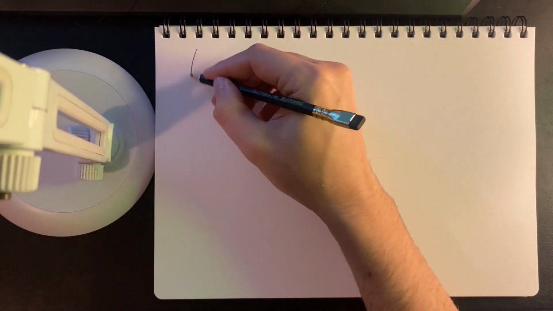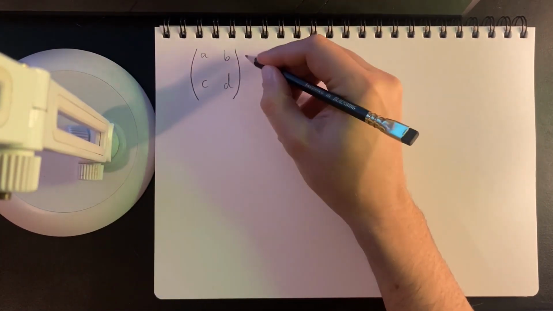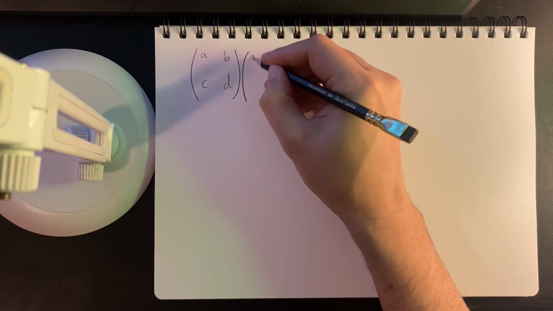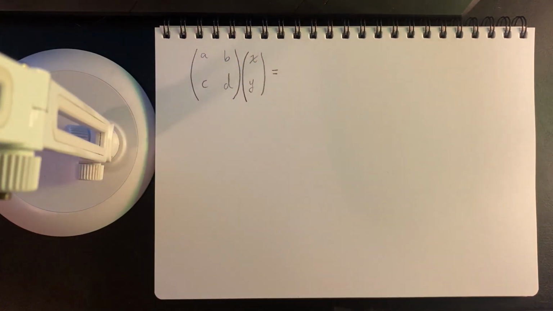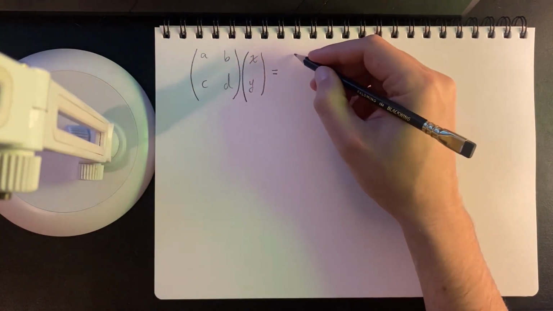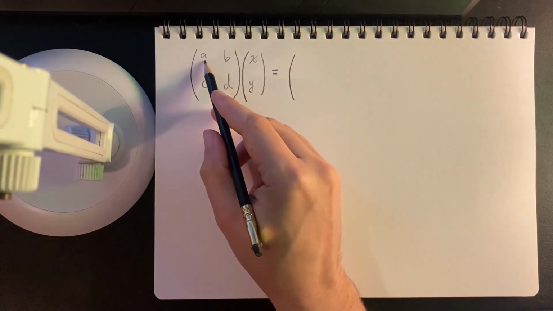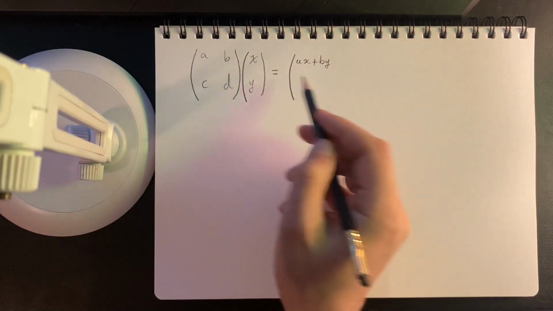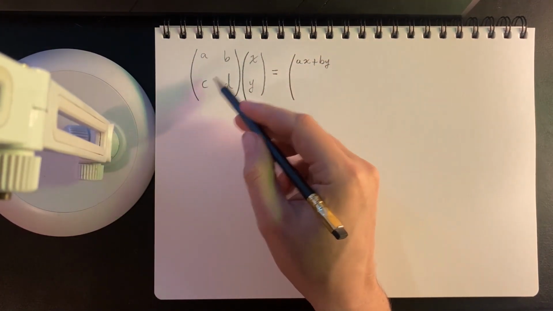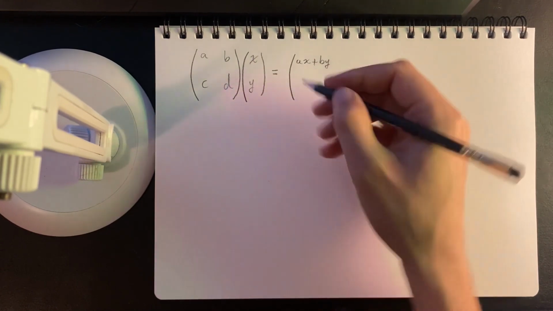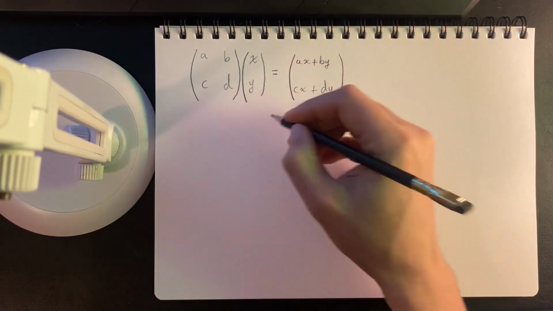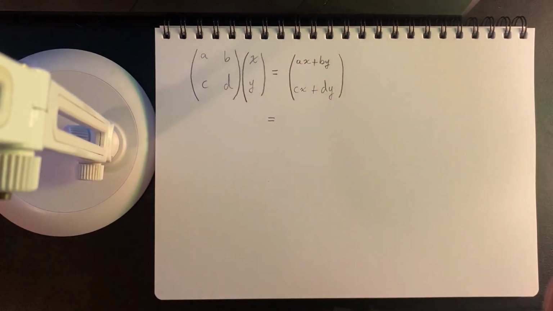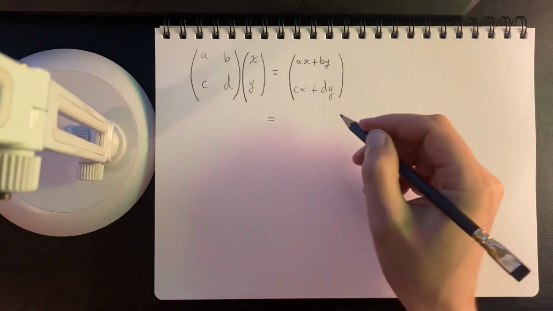So when we have a 2x2 matrix and a vector, do that multiplication. It's a linear combination. So we have A times X plus B times Y. And then down here in the second row, we have C times X plus D times Y. That is a general 2x2 matrix vector thing.